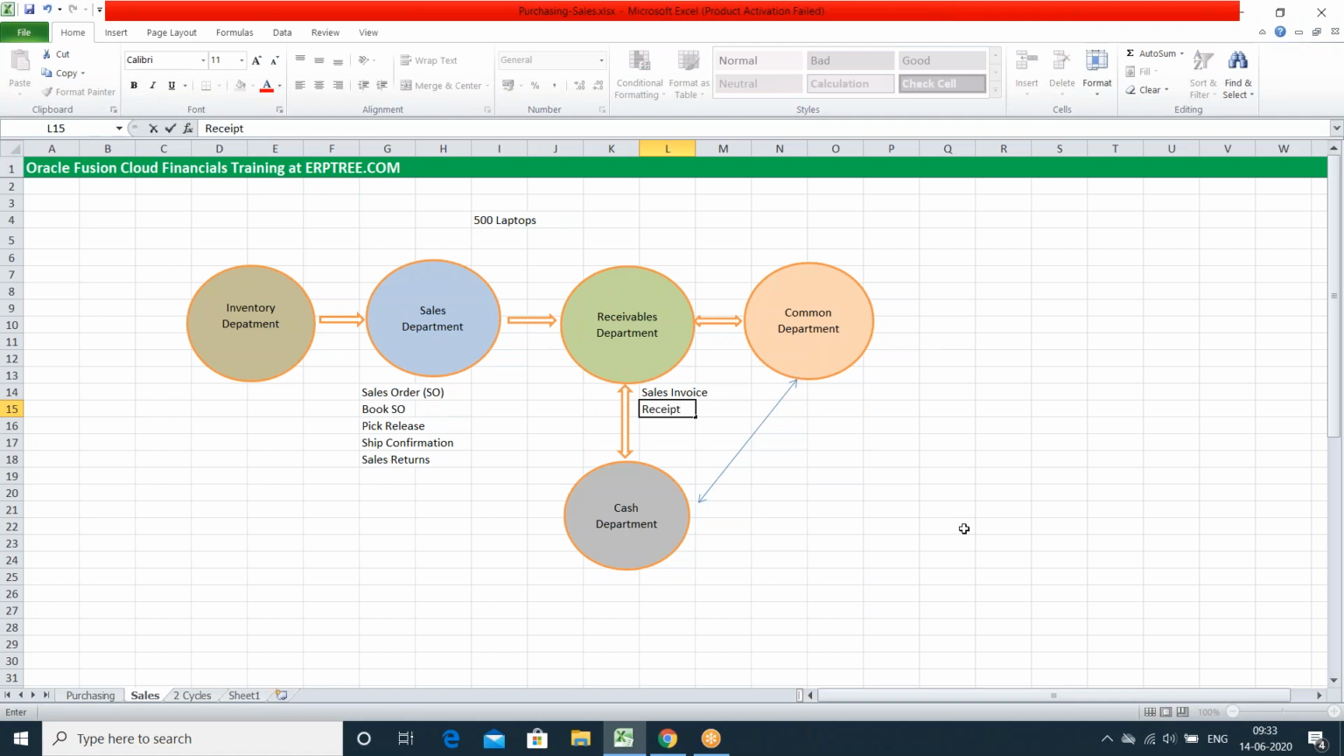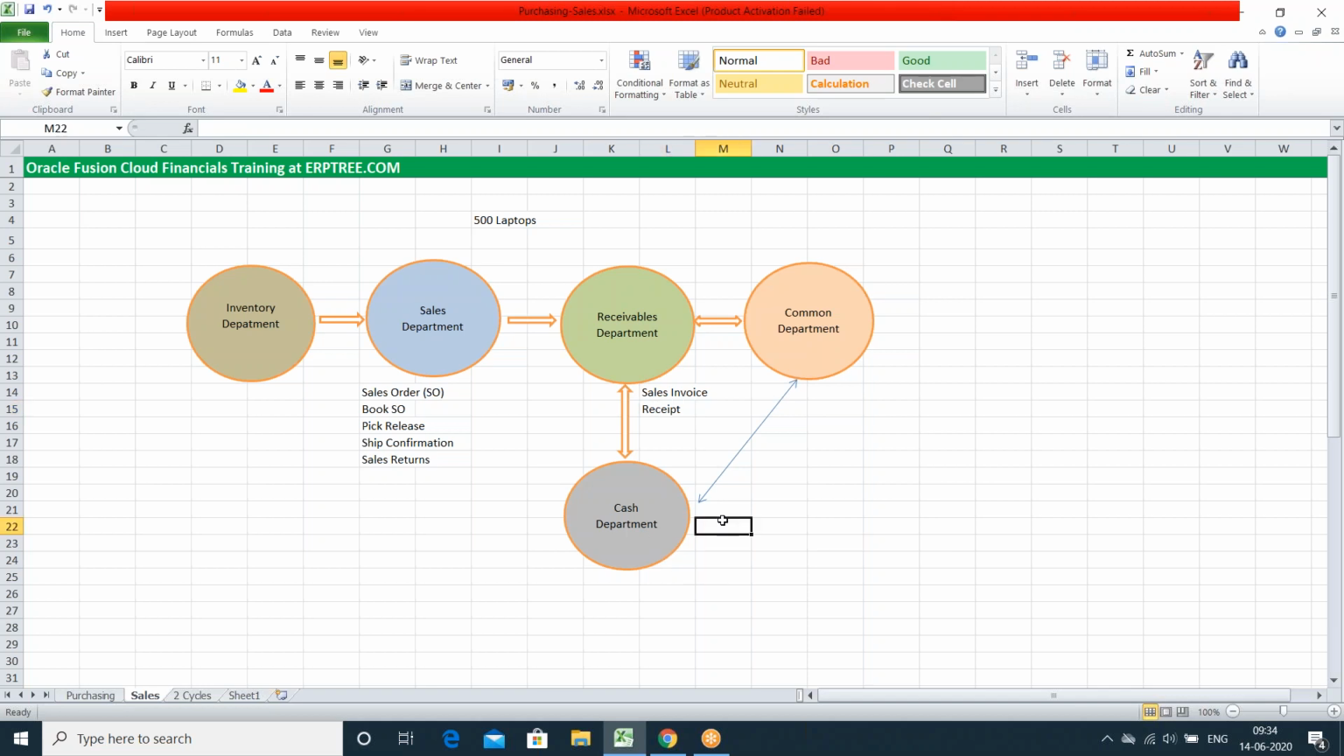Whenever they get the payment from the customer against the sale done by the sales department, they'll record the receipt. That means as per receivables, they get the payment from the customer against the sales invoice. Once they receive the payment from the customer, they record the receipt. The receipt would always be against a specific sales invoice. Now the receivables department will share this receipt information with the cash department for bank statement reconciliation.